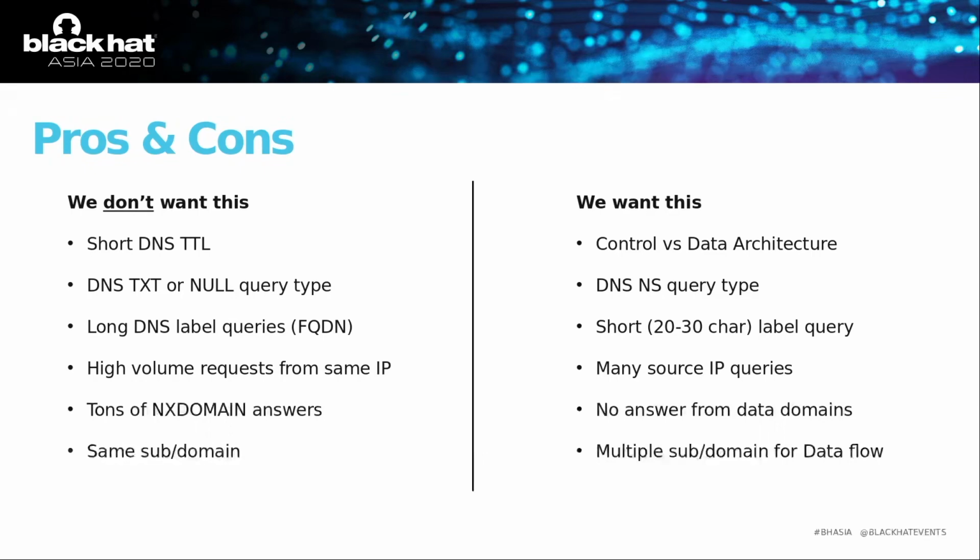So what do we want? We want to split the architecture into control and data. We also want to use NS type of query, which is recursive and is commonly used. We want short labels, 20, 30 characters max. We want to use many IP addresses as a source. We don't want to use just one, and we want no answer coming back from our queries. And we want to use multiple domains, 5, 10, 100 different domains or subdomains. This is all what we want, right?